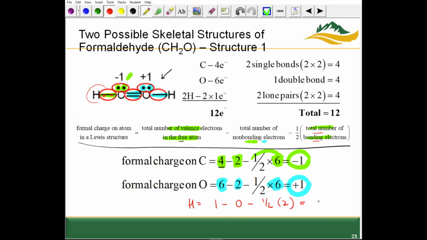The formal charge on these two hydrogens is 0 because they're symmetric. They both have one bond coming from their atom. So 0 formal charge for both hydrogens. Carbon -1, oxygen +1. Those are pretty okay formal charges.